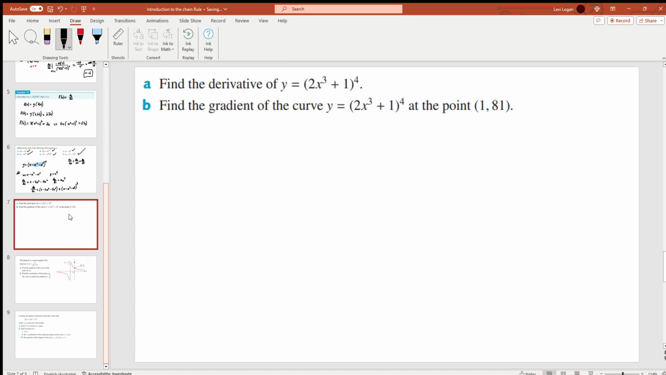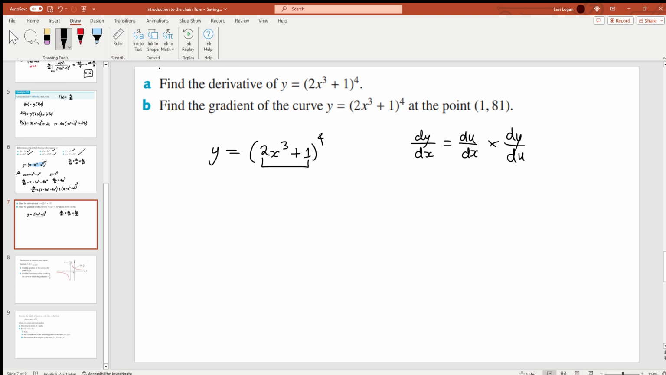Okay, so A, find the derivative of that. Find the gradient of the curve at the point x equals 1 and y equals 81. So first of all, differentiate this. We have y equals (2x to the power of 3 plus 1) to the power of 4. Identify inside function, and we can see it's a chain rule because it's a function inside a function. So the chain rule means differential of the inside, so du dx, times differential of the outside, which is dy du. So this is our inside function here, so highlight that and let that equal u. Let u equal 2x to the 3 plus 1, which implies y equals u to the power of 4.